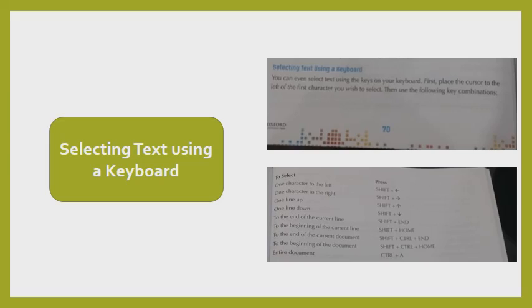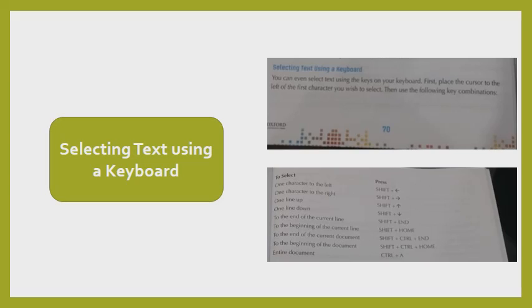After learning how to select text using your mouse, now we will learn how to select text using your keyboard. So let's see what's written on page number 70. You can even select text using the keys on your keyboard. First, place the cursor to the left of the first character you wish to select. Then use the following key combination.